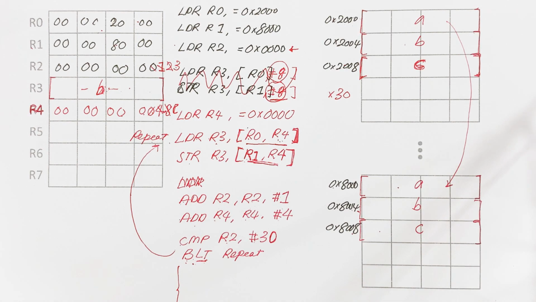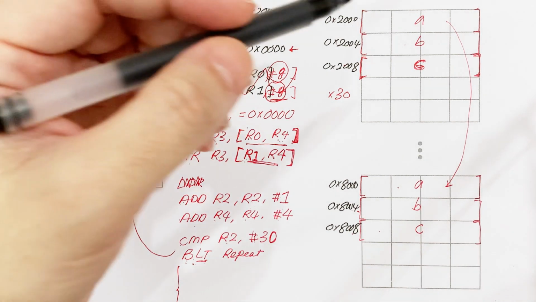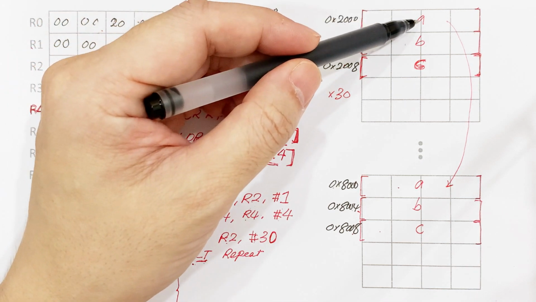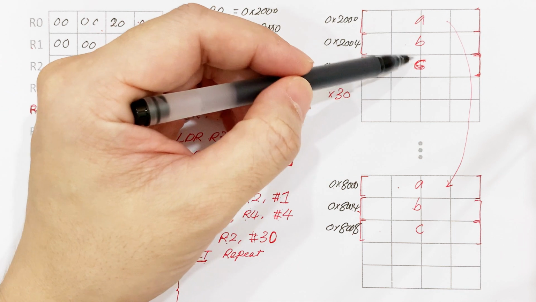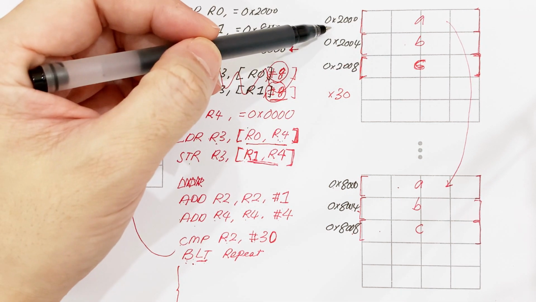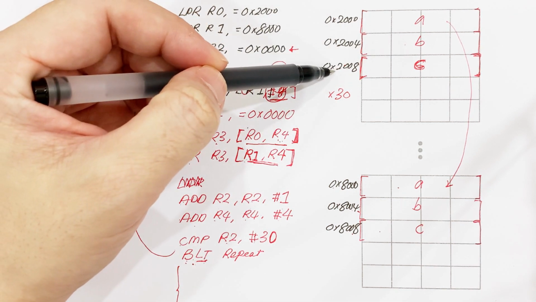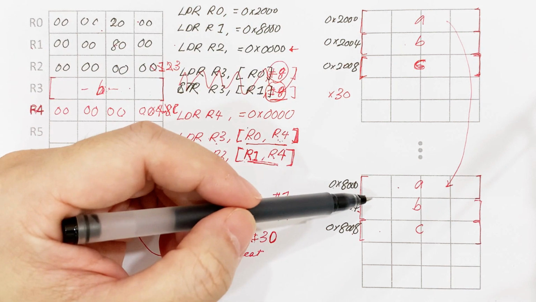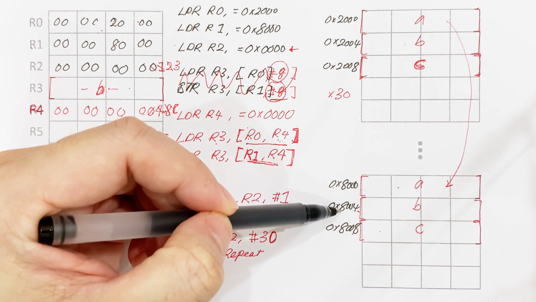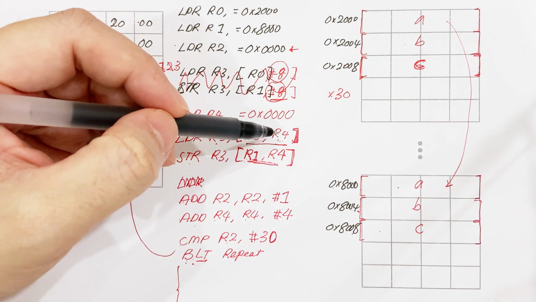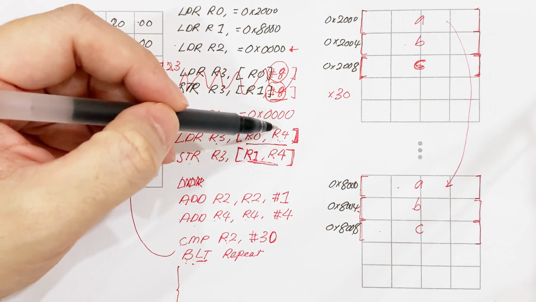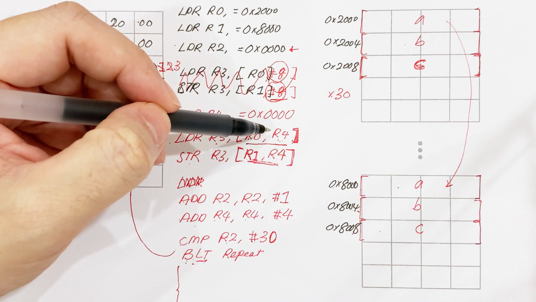In our previous video, we did an exercise on how to copy three words A, B, and C from the memory locations 2000, 2004, and 2008 to the new locations 8000, 8004, and 8008 by using a register offset addressing mode.